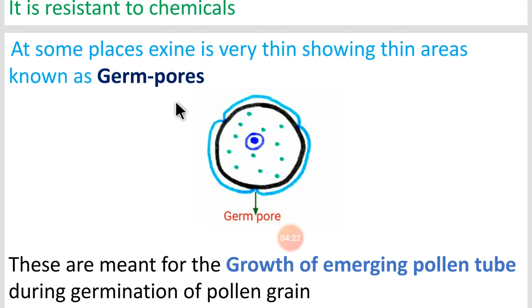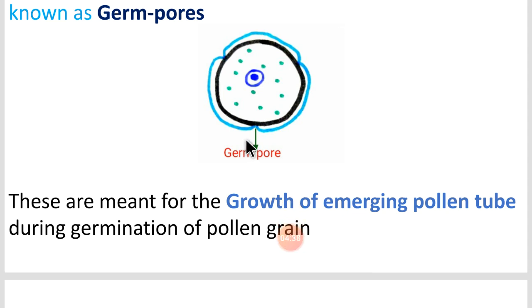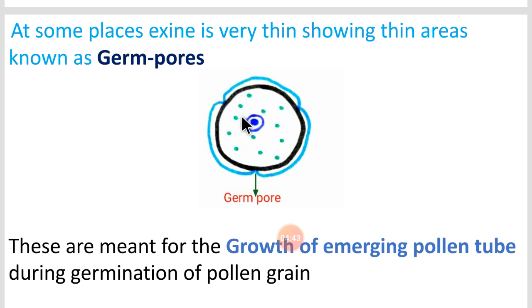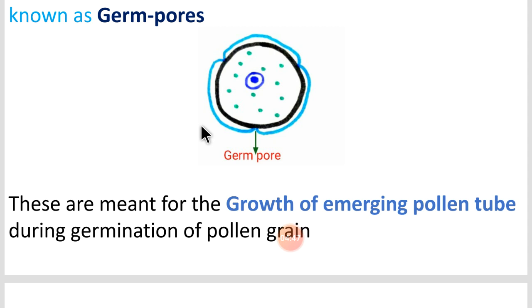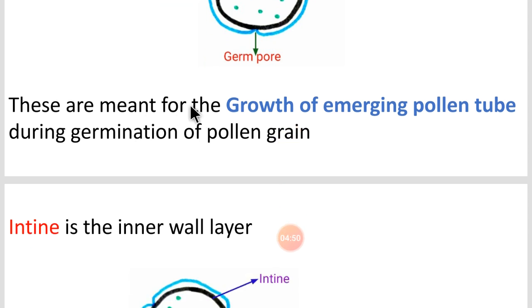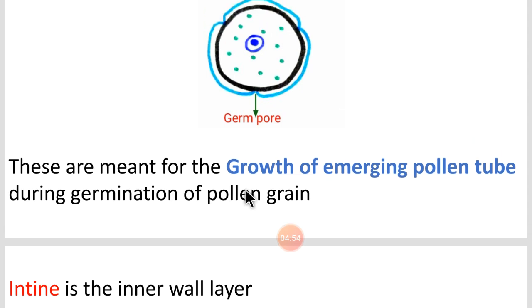At some places the exine is very thin, showing thin areas known as germ pores. So you can see three germ pores here, in this layer. These are meant for the growth of the emerging pollen tube during germination of the pollen grain.